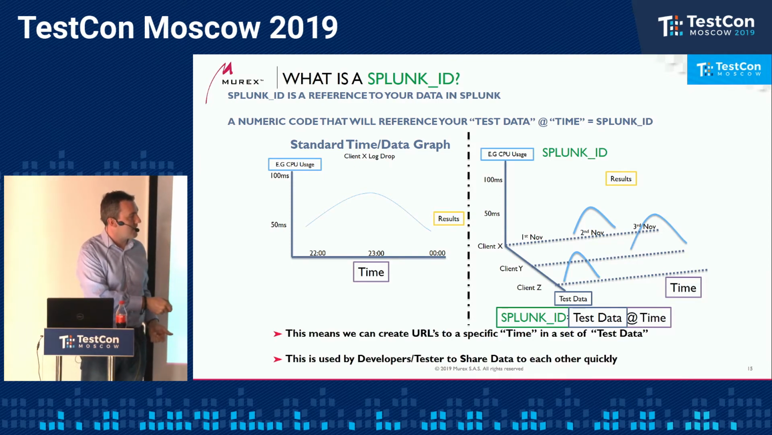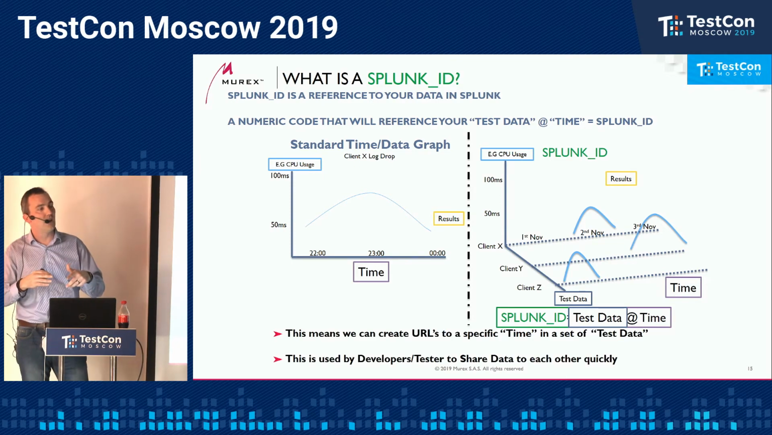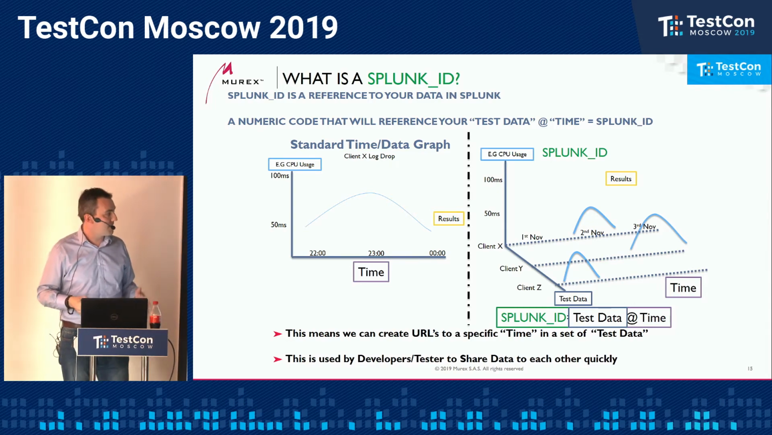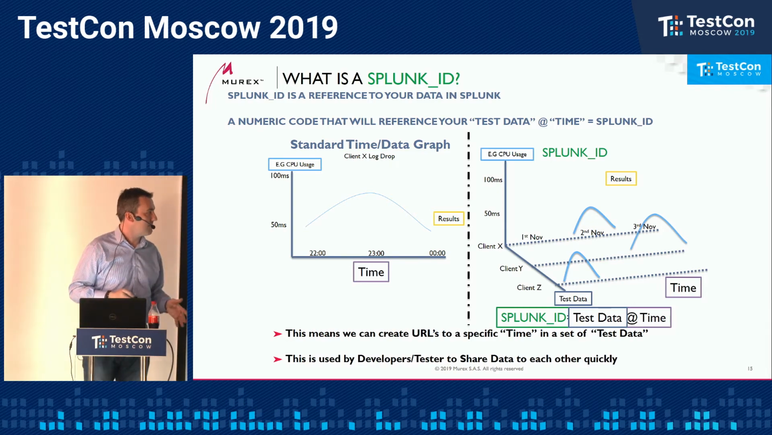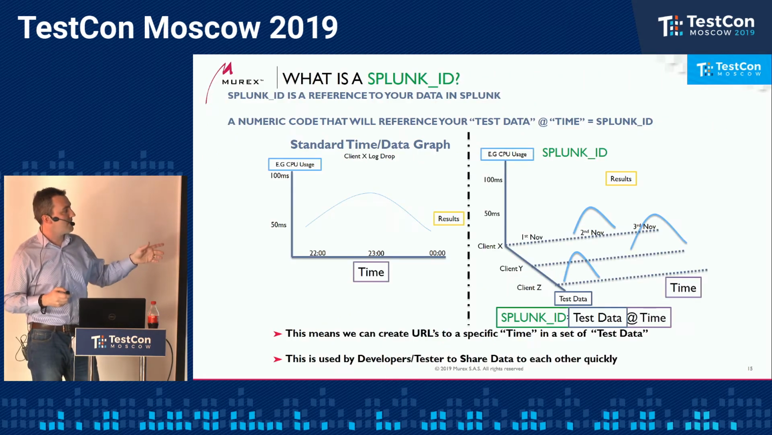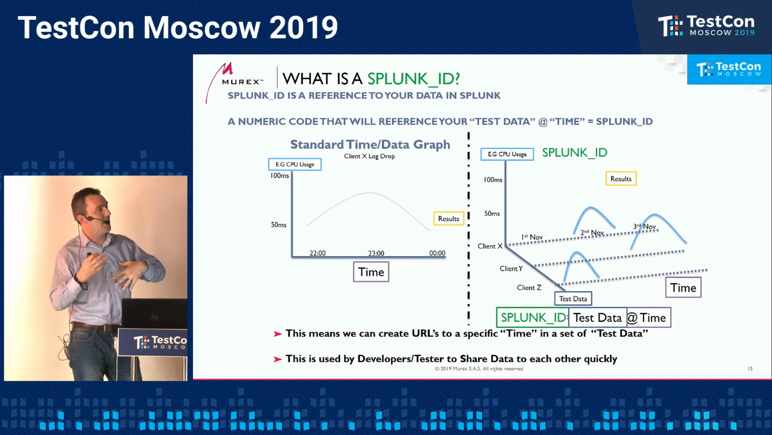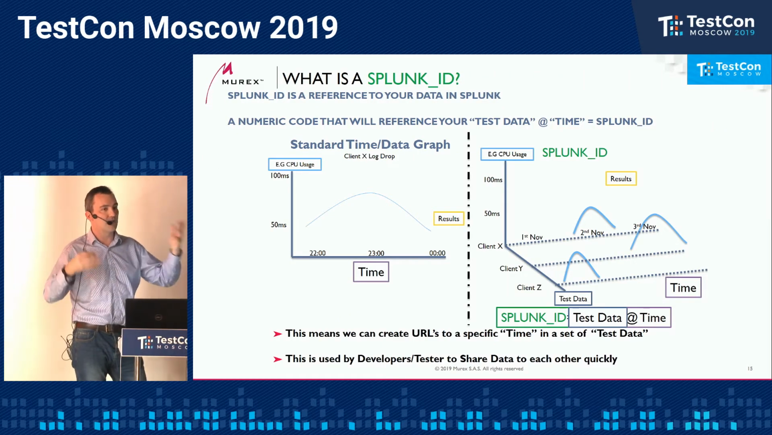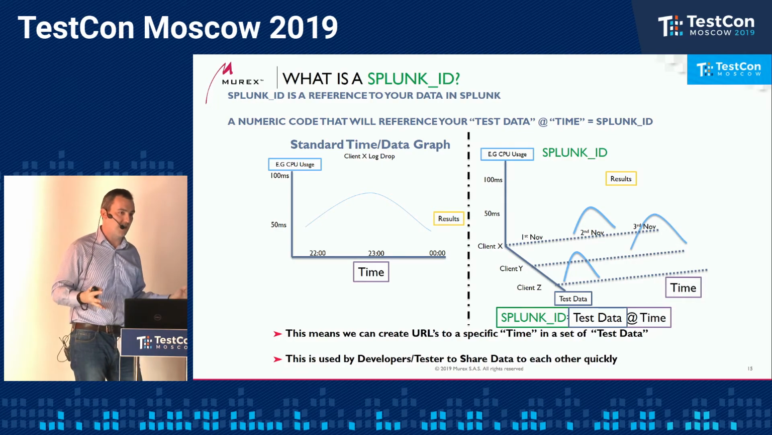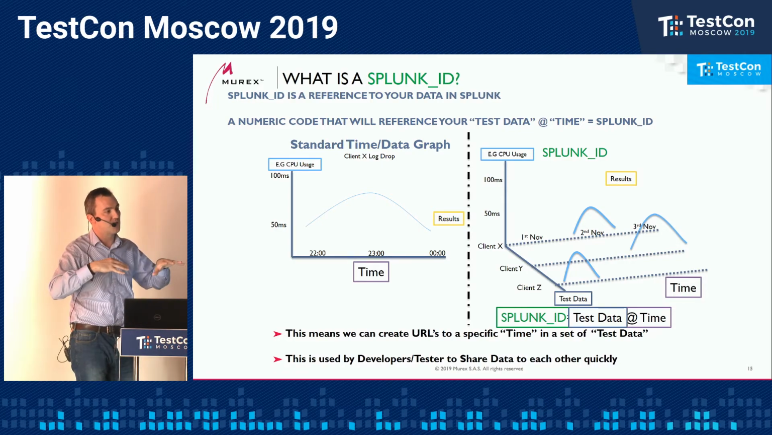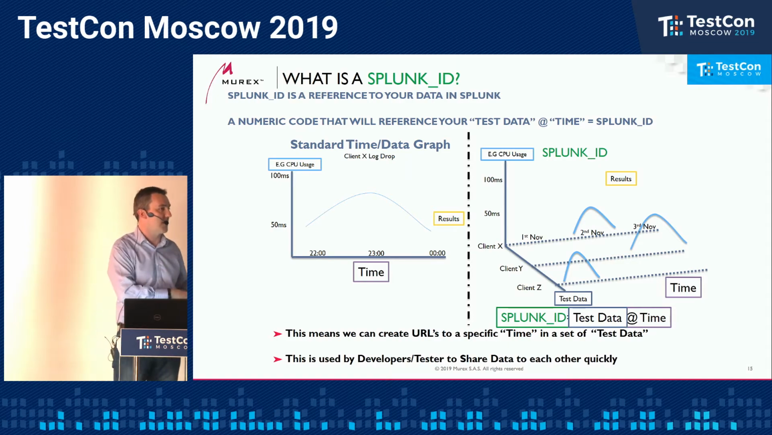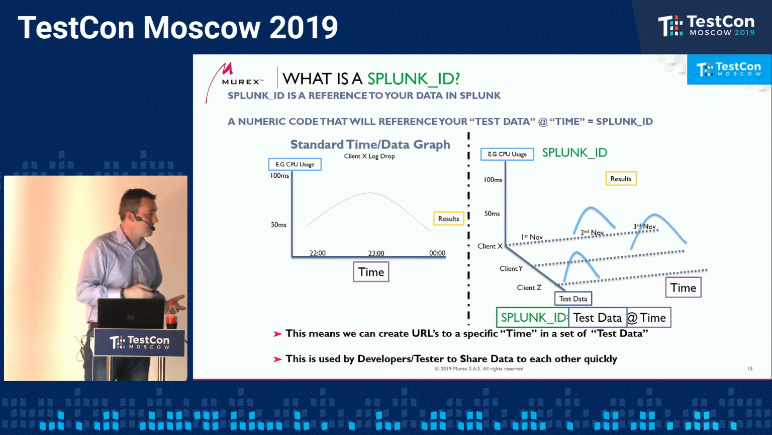So a Splunk ID creates a URL, and over all the terabytes of data, in 15 seconds, you get your data. Okay? This goes down very well because now the testers make Splunk IDs, the developers make Splunk IDs, everyone now makes Splunk IDs, and they send them to each other. So it's a form of communication over a test, okay, if you're in the agile world.